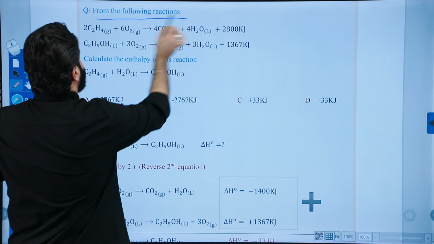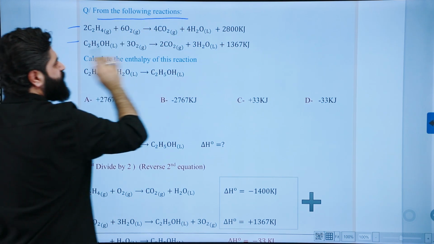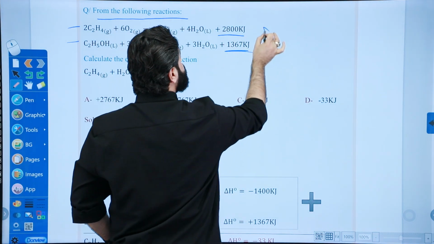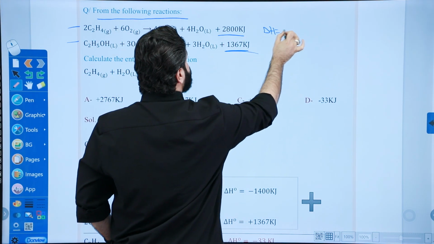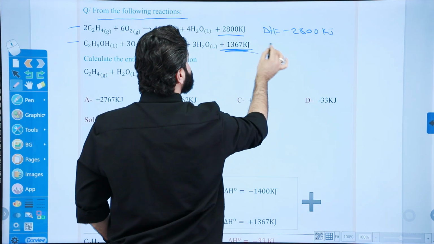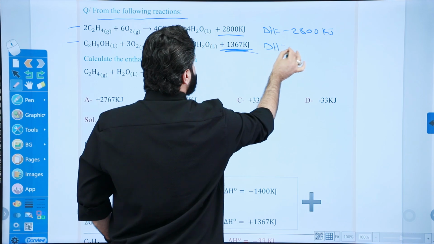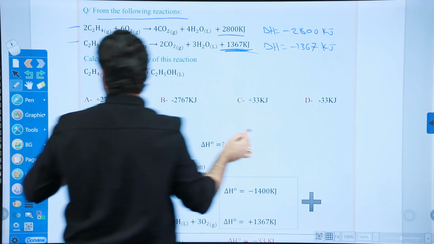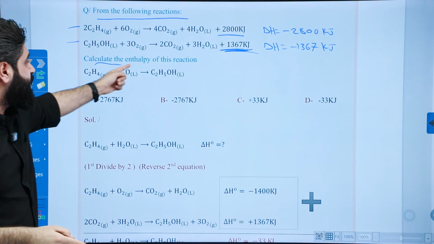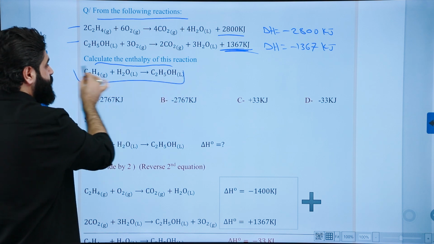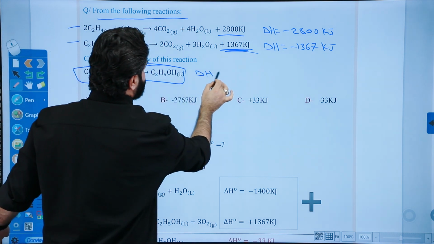From the following reactions, we have two reactions. By the way, what are these numbers? Oh, mister, these are values of delta H. Delta H equals negative 2800 kilojoule. How about this? This is also a delta H value, negative 136 kilojoule. So where's the overall? Calculate the enthalpy of this reaction. This is the overall, my dear. Find delta H for this.